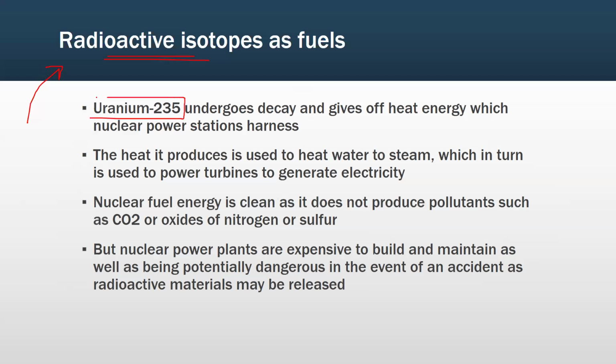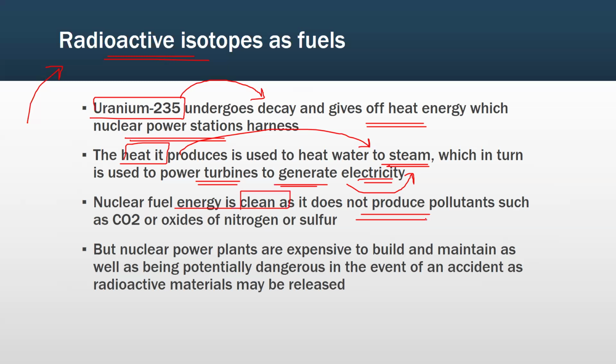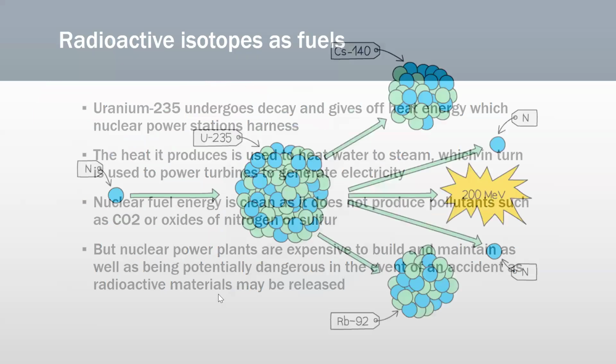जैसे कि uranium 235. Uranium 235 जब decay करेगा, it can give off heat energy which is then used in nuclear power stations as well. And the heat that uranium 235 produces वो steam produce करेगा. उस heat से हम बनाएंगे steam and that steam is going to drive the turbines और turbines generator को चलाएंगी और generator electricity बनाएंगे. Nuclear fuel energy is clean as it does not produce any types of pollutants such as carbon dioxide or oxides of nitrogen or sulfur, but nuclear power plants are expensive to build and maintain as well as being potentially dangerous in the event of an accident as well अगर वो radioactive materials release हो गए थे.